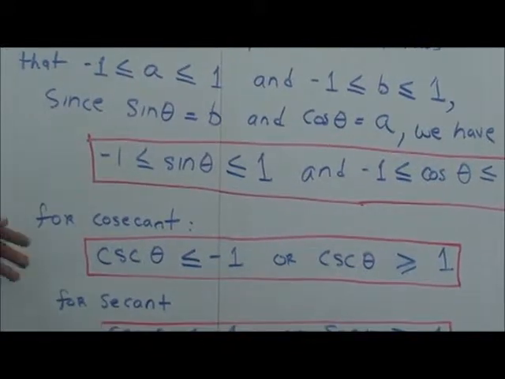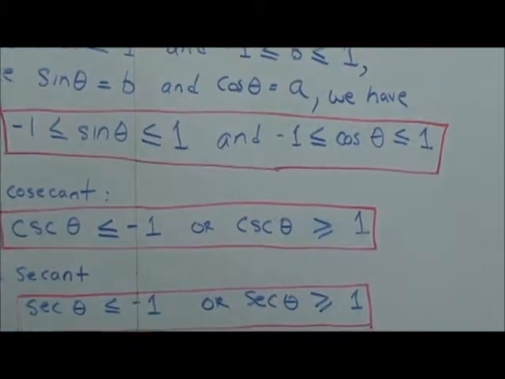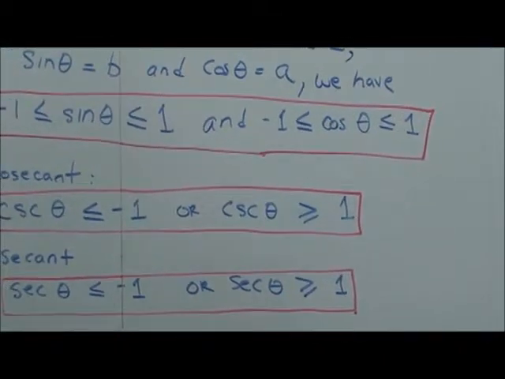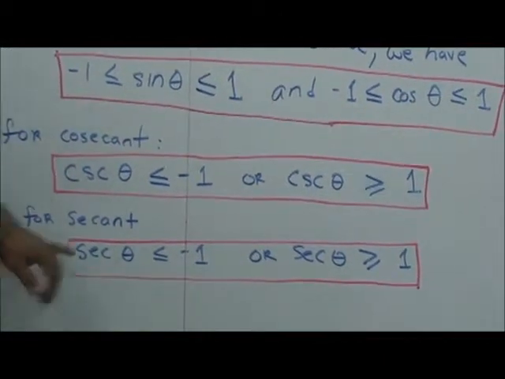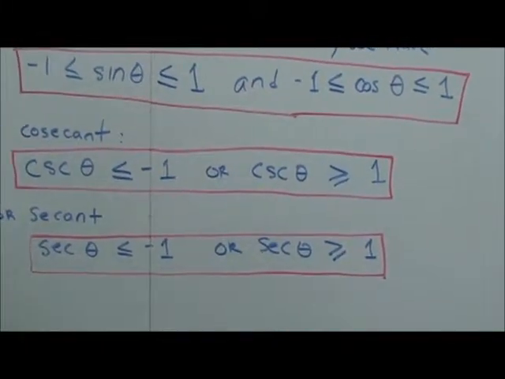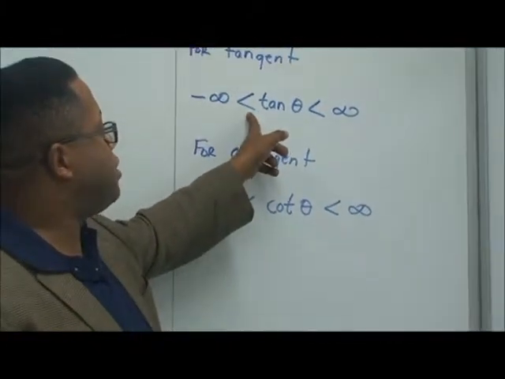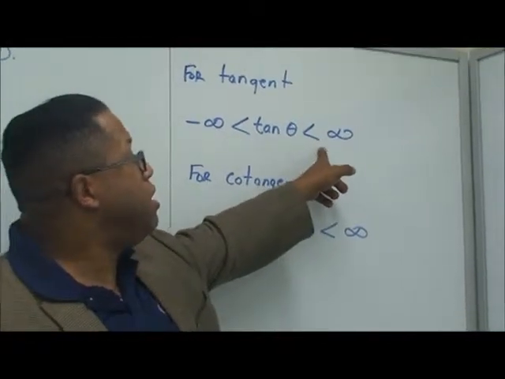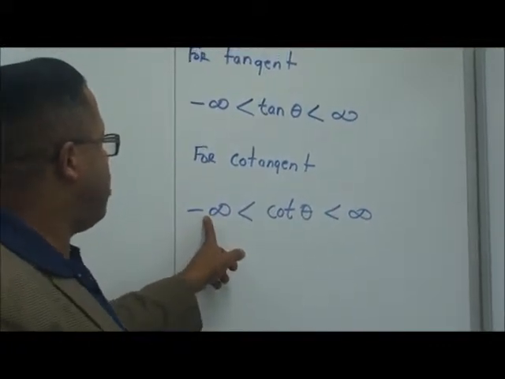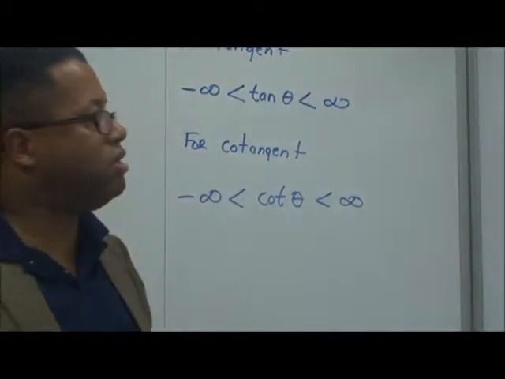For cosecant, we have cosecant theta less than or equal to -1, or cosecant theta greater than or equal to 1. And of course we got secant theta less than or equal to -1, or secant theta greater than or equal to 1. Now, for tangent we have negative infinity less than tangent theta less than positive infinity. And for cotangent, we have negative infinity less than cotangent theta less than positive infinity.